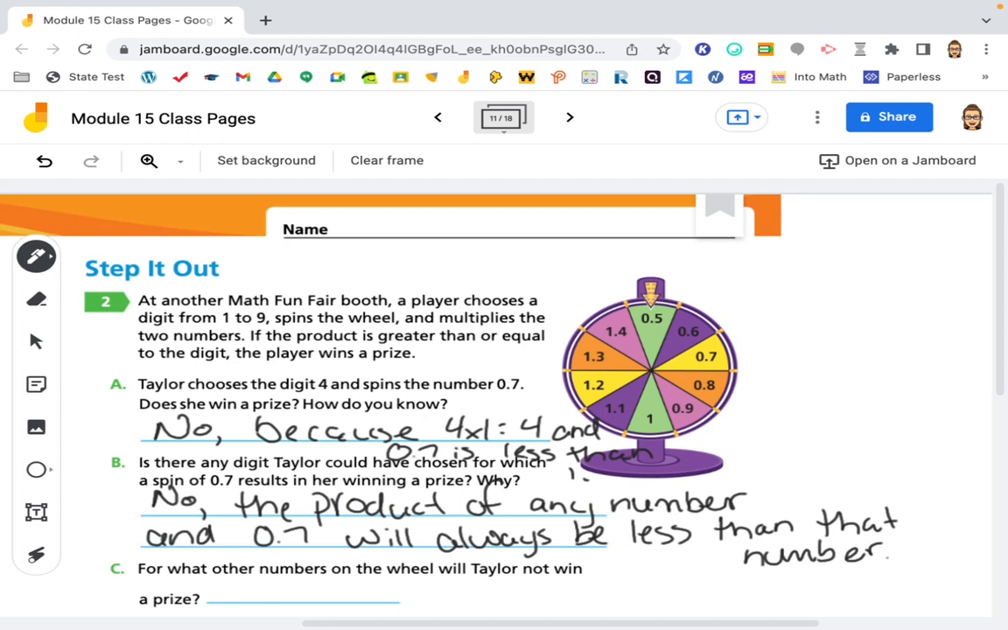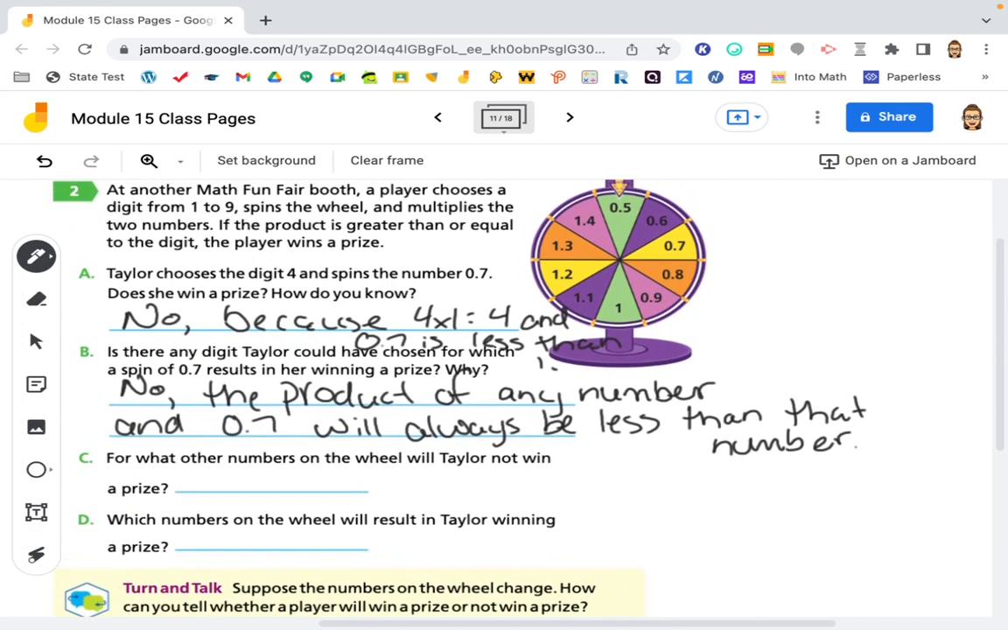For what other numbers on the wheel will Taylor not win a prize? It would be any number less than 1. So 5/10, 6/10, 8/10, and 9/10. Which numbers on the wheel result in Taylor winning a prize? It would be any number 1 or greater. So 1, 1 and 1/10, 1 and 2/10, 1 and 3/10, 1 and 4/10.